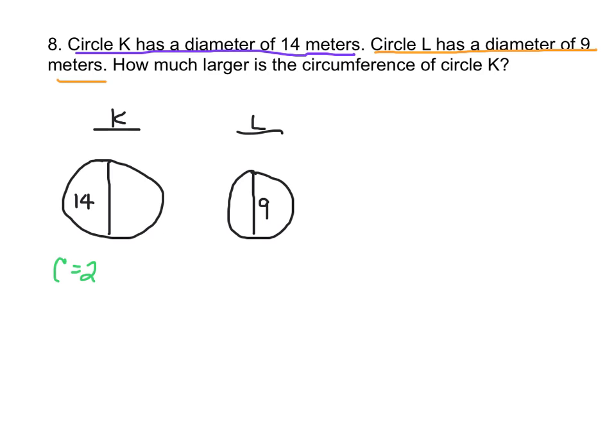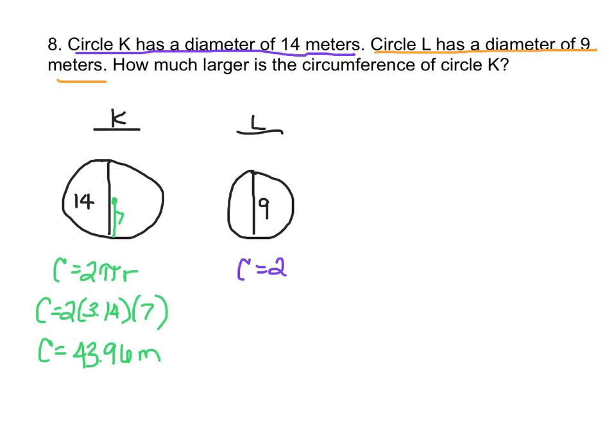So C equals 2 pi r, write my formula. C equals 2 times 3.14 times r. I'm given the diameter of 14, so to get the radius I divide that in half. 14 divided by 2 is 7. I'm going to multiply all of them together. So my circumference is 43.96 meters.